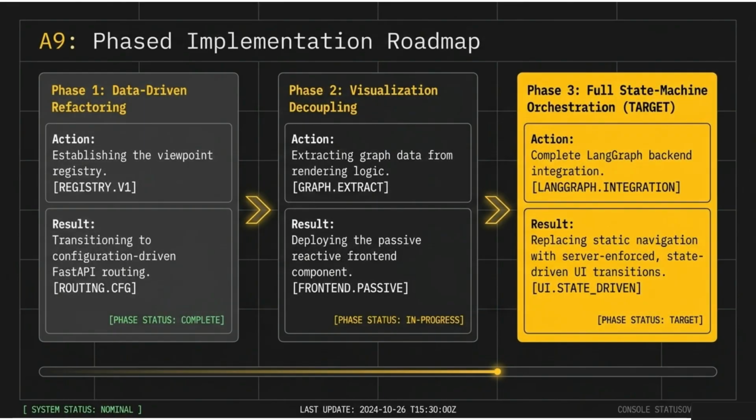The phased implementation roadmap moves through 3 phases. Phase 1, data-driven refactoring, is complete. Phase 2, visualization decoupling, is in progress. And Phase 3, full state machine orchestration, is the target phase.